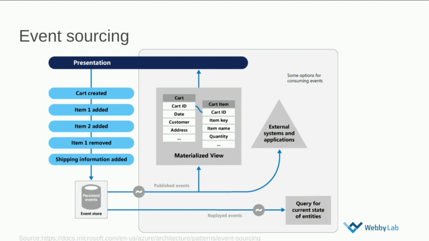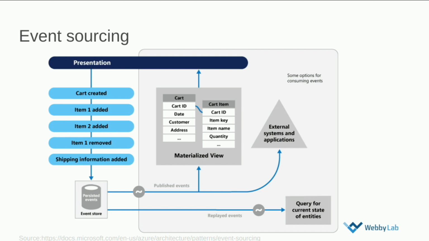After that, we can build materialized views. So we can build a materialized view for our shopping cart. And this materialized view will contain only 2 tables, one table for carts and another table for items. And what is important here is that we will have only one item in our shopping cart. So we will have only item 2 because item 1 was removed.